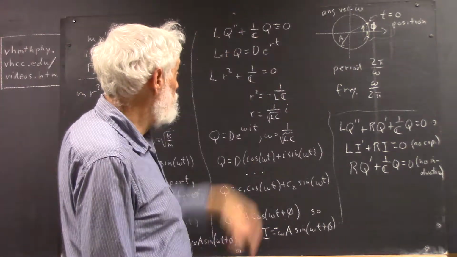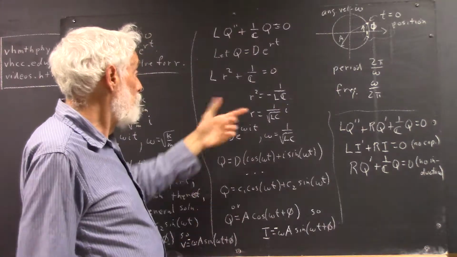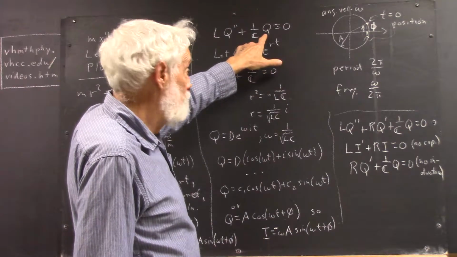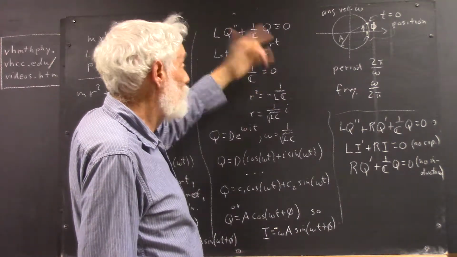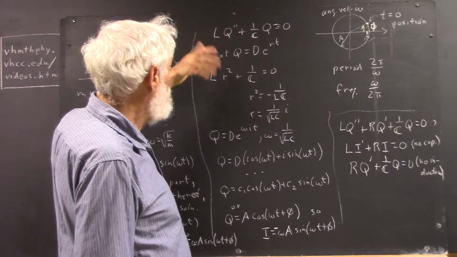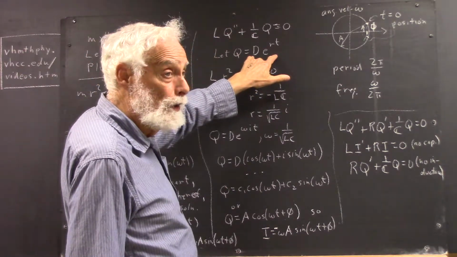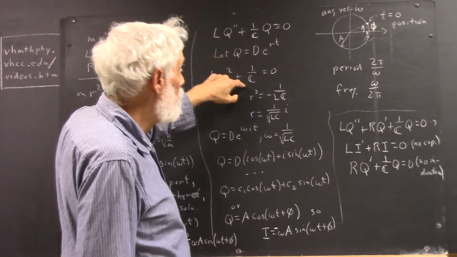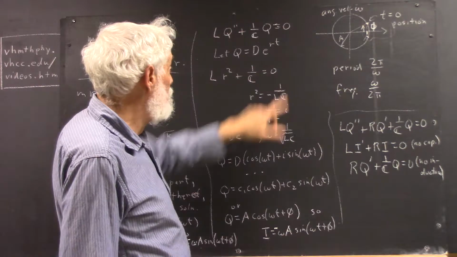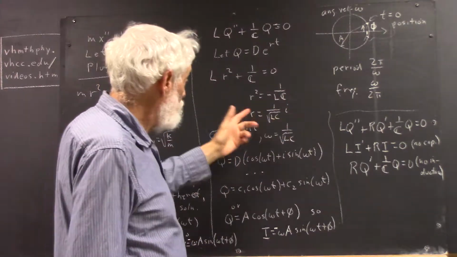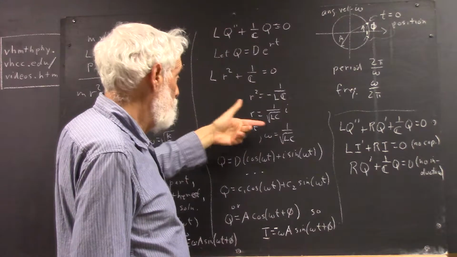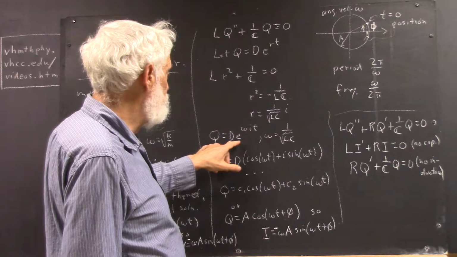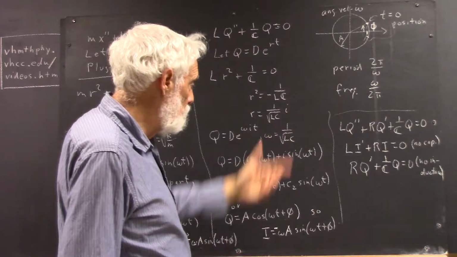So we plug this in, and same thing happens. Our second derivative is going to have an r squared, and our q function doesn't have the r squared. So when we plug this in, we can divide by the d e to the rt, and we're going to be left with an r squared here, so we have L r squared. We're going to be left with just plain old 1 over capacitance here. Okay? And we solve for r, and we get 1 over the square root of LC times i. So now we have Q equals d e to the omega i t, with omega equal 1 over the square root of LC.